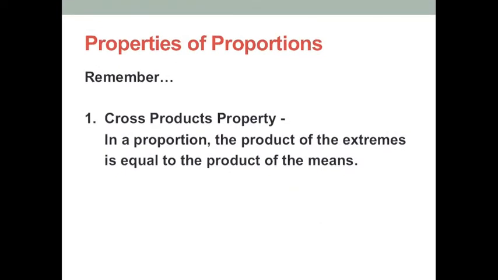Last time we talked about the first property of proportions, the cross product property. In a proportion, the product of the extremes is equal to the product of the means. This is what you're used to doing when you cross multiply. So A over B equals C over D if and only if A times D equals B times C. This is the property that lets you cross multiply.